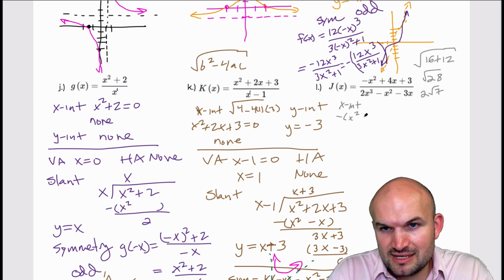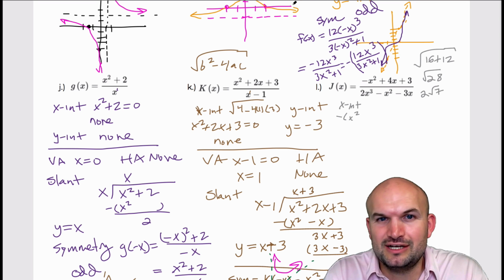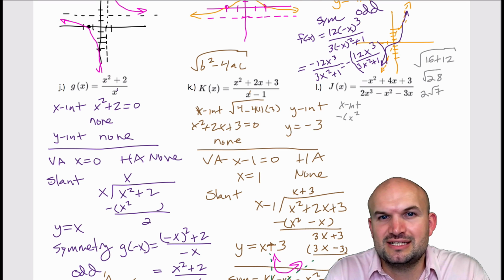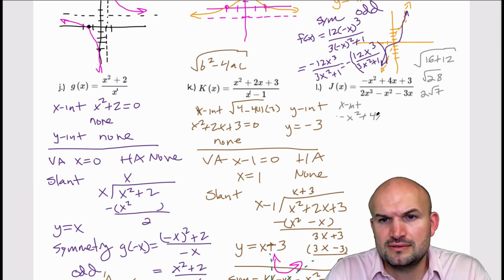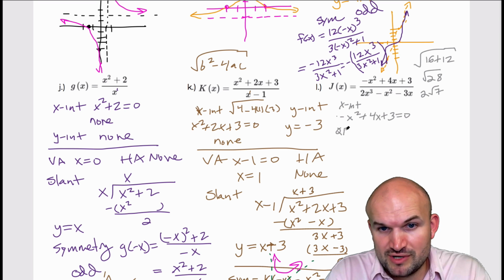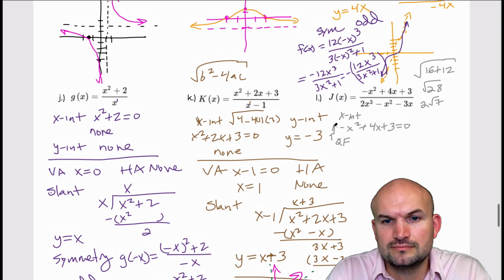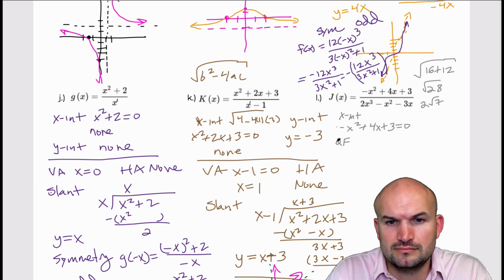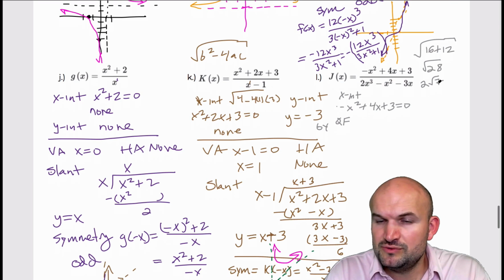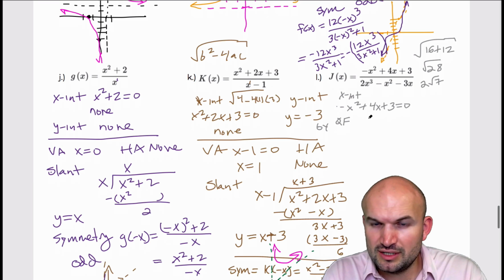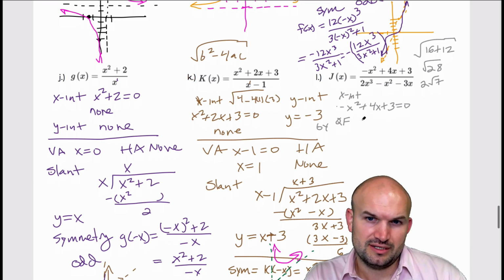And since I've been kind of going over it, so again, I tried to set it equal to 0. It didn't really make sense to factor out the negative because it's non-factorable. So I'm just going to set this here as negative x squared plus 4x plus 3 equals 0. And I'm just going to say by the quadratic formula, so by the quadratic formula, I am going to get -4, and that's going to be all divided by -2.